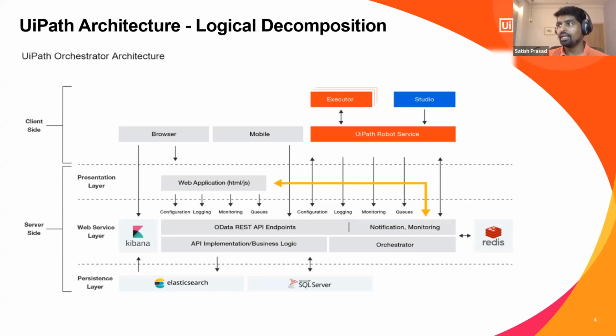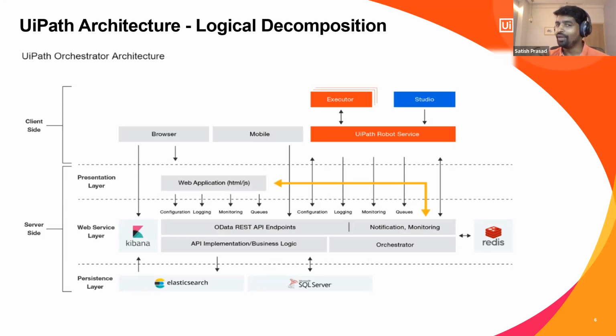UiPath Studio communicates with the UiPath Robot services, and the UiPath Robot services communicate using all of those web services. Similarly, you also have the UiPath Orchestrator mobile application, which communicates with the UiPath Orchestrator using the OData REST API endpoint. So this is pretty much, on a high level, how the UiPath Orchestrator architecture looks. If you look carefully, there are two really required components.